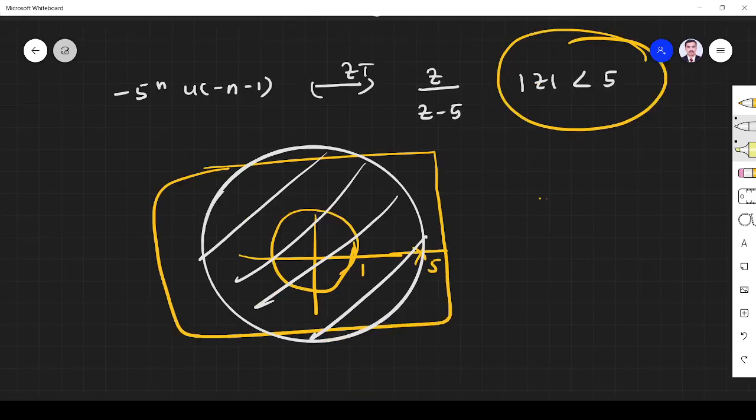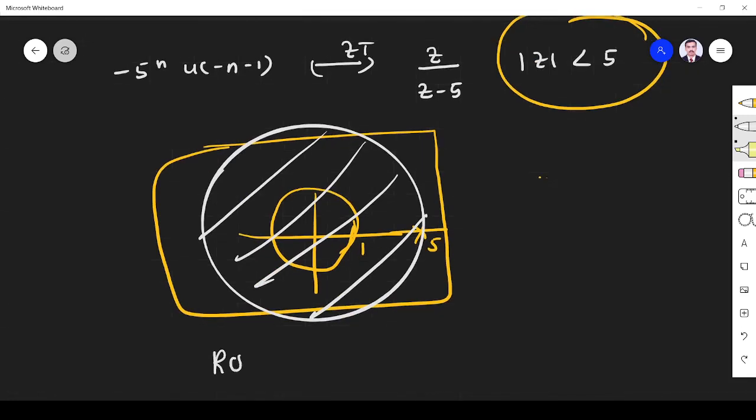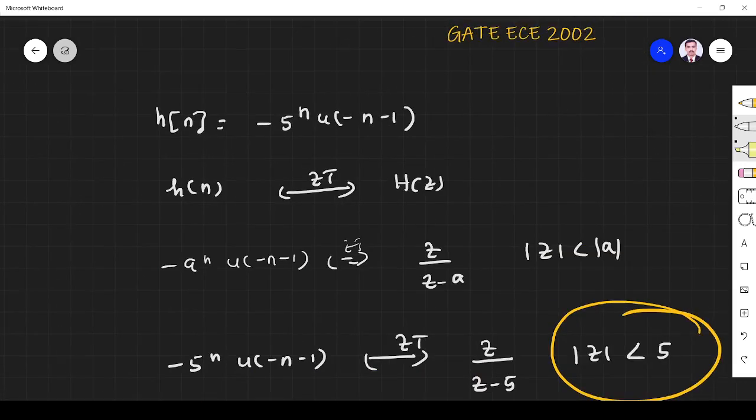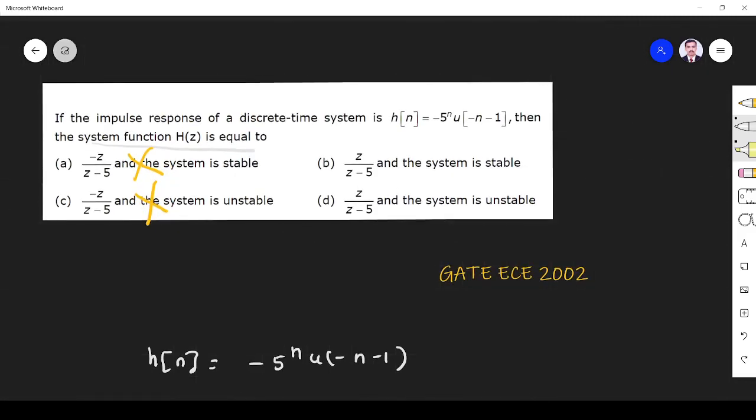So what does it mean? The ROC includes the unit circle. Therefore, if ROC includes the unit circle, the system is stable. So the answer is z by z minus 5 and a stable system. So option B is the right answer. Thank you.